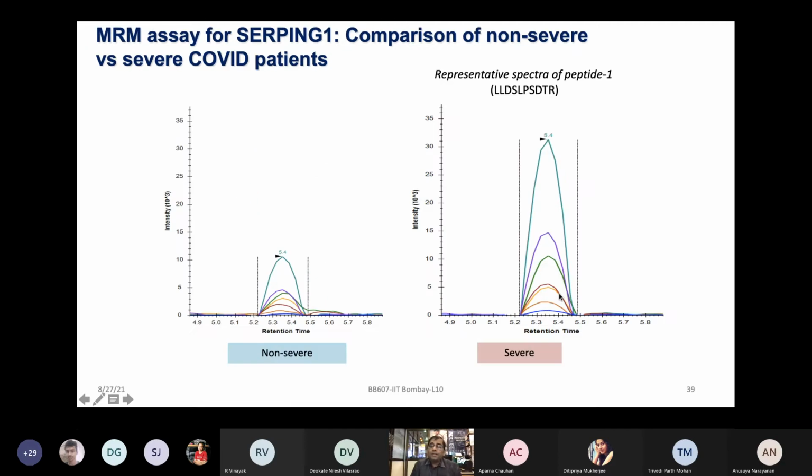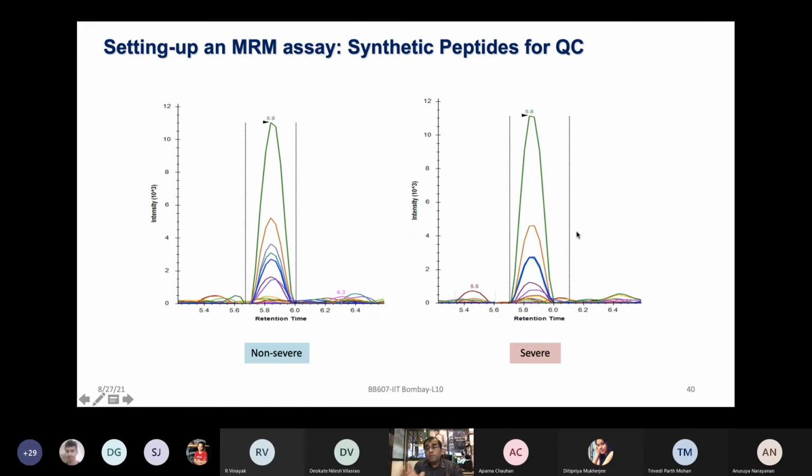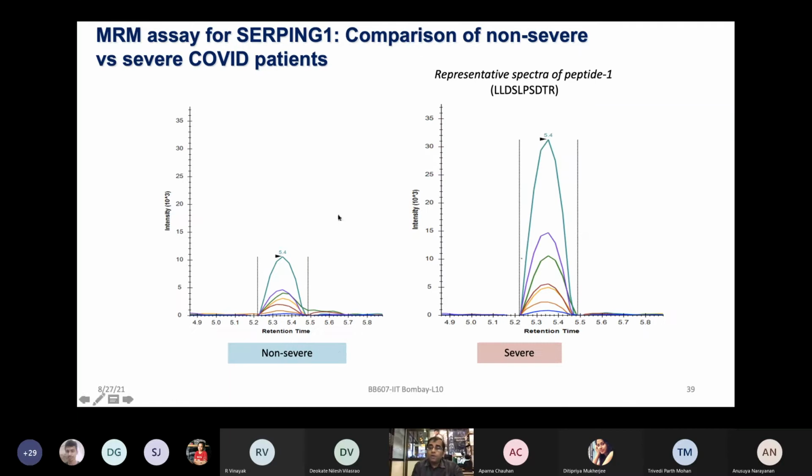Once you do that, you can see what happens to this peptide when I'm running multiple samples from the non-severe and severe groups of patients, and whether on the same scale the intensities change, with the retention time being the same, like 5.4, at which this peptide and all the transitions are coming, and what the intensity difference is in these peptides. So if the non-severe is showing low and severe is showing high, it means this peptide is high in abundance in these patients.